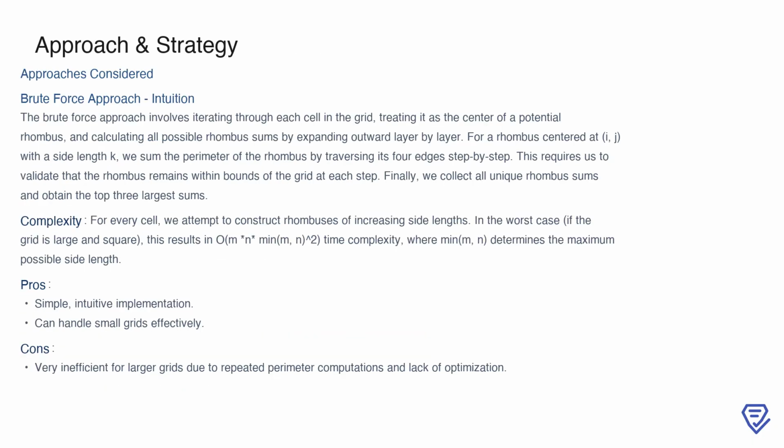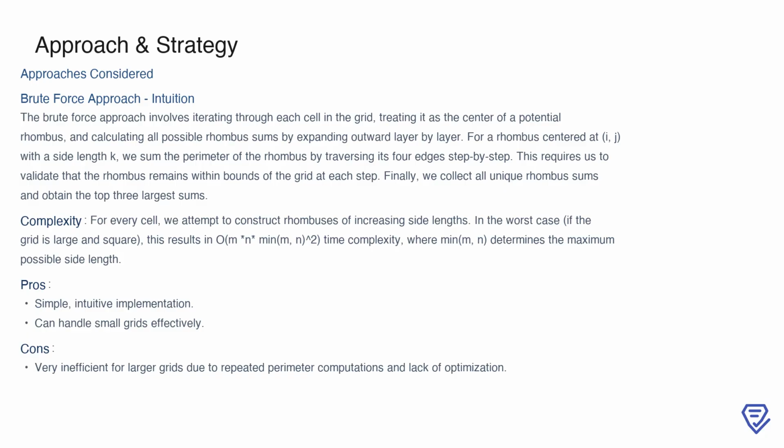To solve this problem, a brute force approach is the most straightforward way to begin. The idea is to iterate over every cell in the grid and treat it as the center of a rhombus. From there, we calculate rhombus sums by expanding outward layer by layer. For any given side length, we compute the sum of the rhombus perimeter by traversing its 4 edges step by step. However, we must ensure that the rhombus remains entirely within the grid boundaries as we expand it.